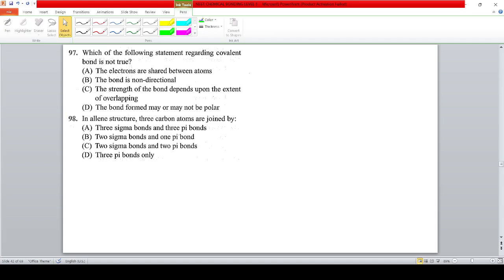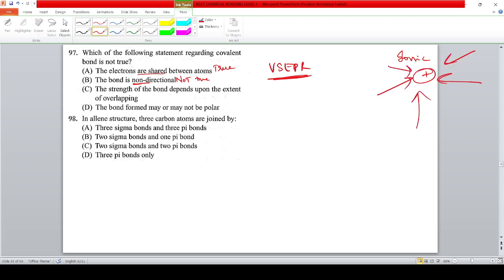Very simple. Question number 97. Which of the following statements regarding covalent bond is not true? They are asking you which is false. Electrons are shared. True. Non-directional. This is not true. They are directional in nature, that is what VSEPR theory tells us and we are studying it. Only ionic bonds are non-directional, because if a cation is here, it will attract the anion from any direction. So the not true statement is definitely option B. There is no other choice and no need for you to go for the third option.